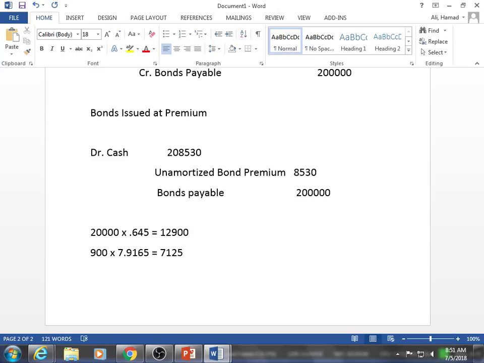Now add the two: the present value of the lump sum, the 20,000, and the present value of the annuity. What do we call it? Annuity. So if you add the two, what do we get? 20,025.